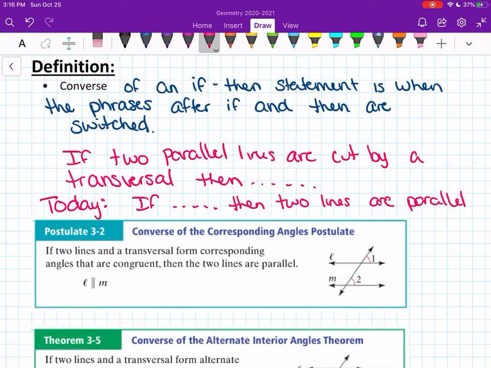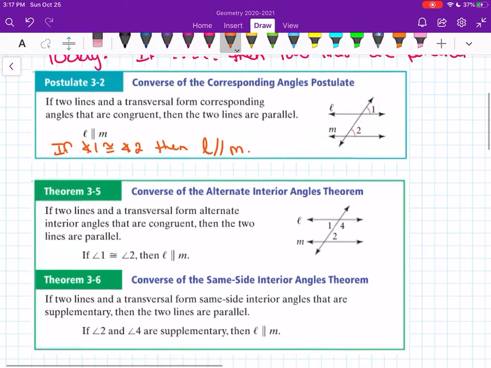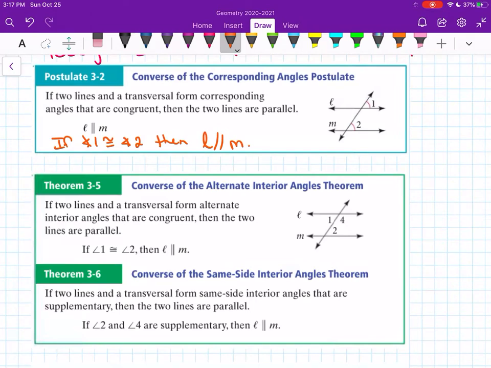And it says if two lines and a transversal form corresponding angles that are congruent, then the two lines are parallel. So if I look at the picture here, this says if angle 1 and angle 2 are congruent, then my lines are parallel, L parallel to M. Okay? We have the same thing for the converse of alternate interior angles. If two lines and a transversal form alternate interior angles that are congruent, then the two lines are parallel.